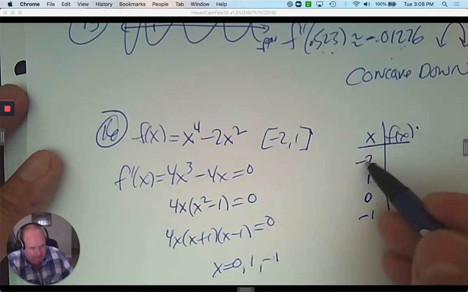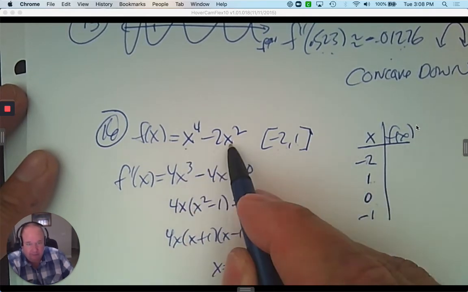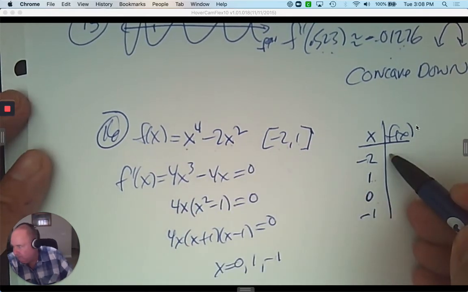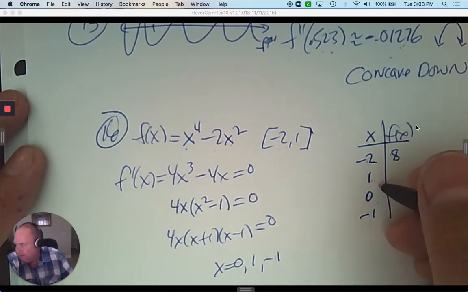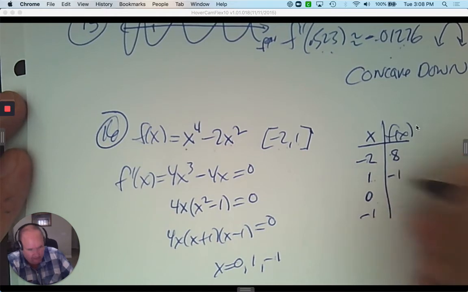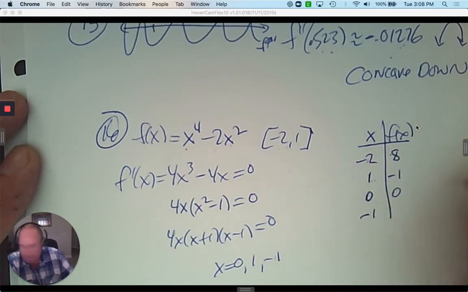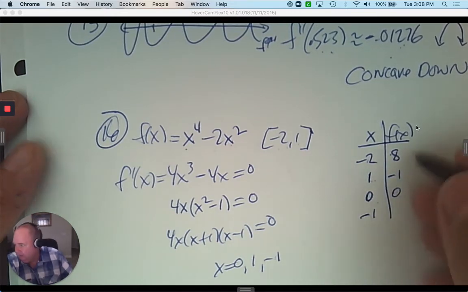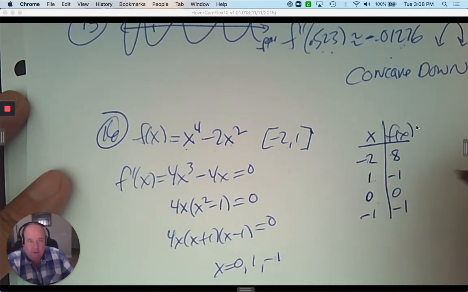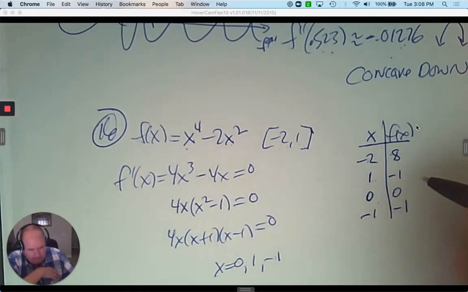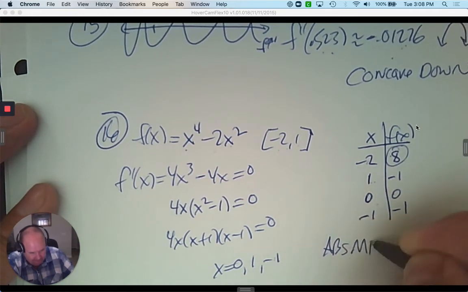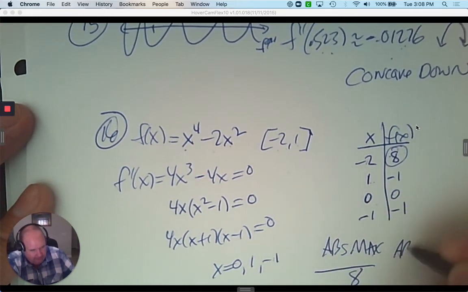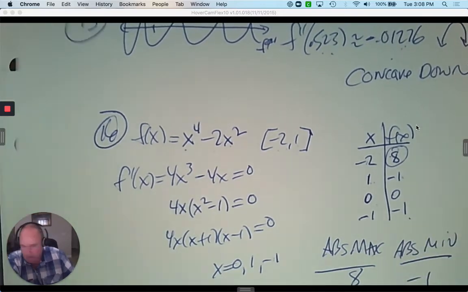Then I take each of those answers and plug them back into the function and see what the y coordinate is. So when I plug in negative 2, I get the answer 8. When I plug in positive 1, I get negative 1. 0 gives me 0, and negative 1 gives me negative 1. And now the question is, what's the absolute maximum and minimum? So the absolute max is 8. And the absolute minimum, it's okay, there's a tie, is negative 1, the smallest value.